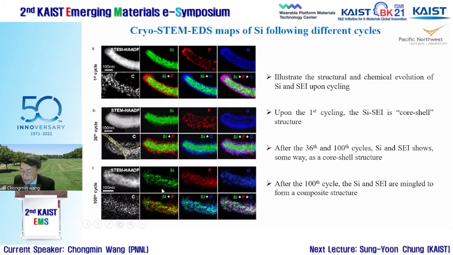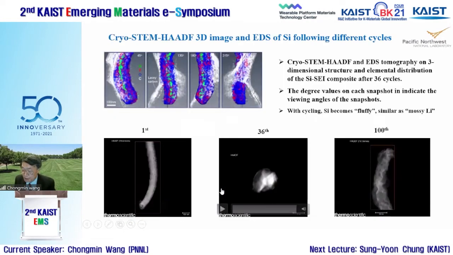So this really indicates the fluffy structure. This indicates the SEI layer is going into the silicon. People imagine, from the first cycle, a core-shell structure or something, but they're not maintaining the core-shell structure. Instead, the SEI layer gradually gets into the silicon. That's what we found here, based on this tomography and elemental mapping.